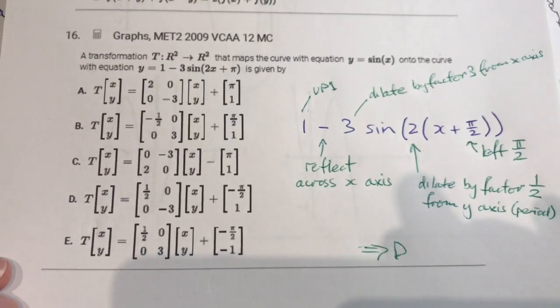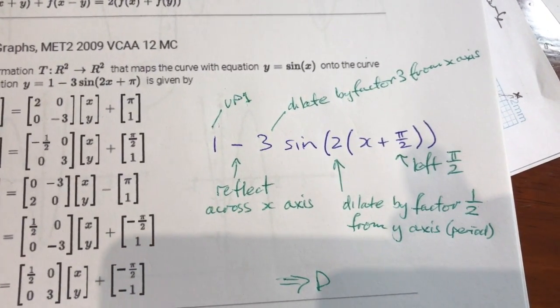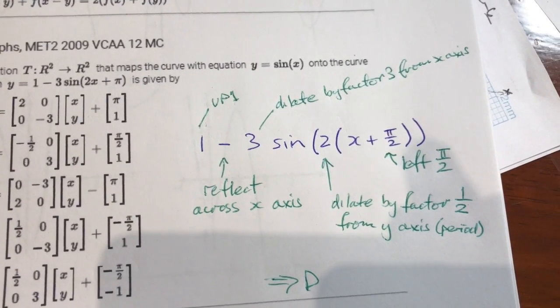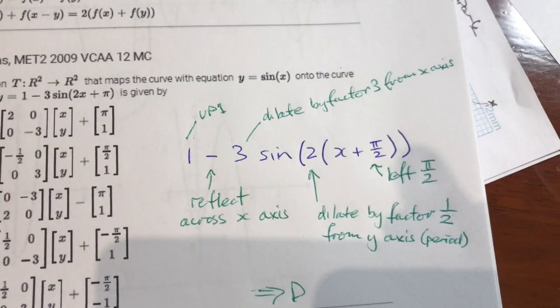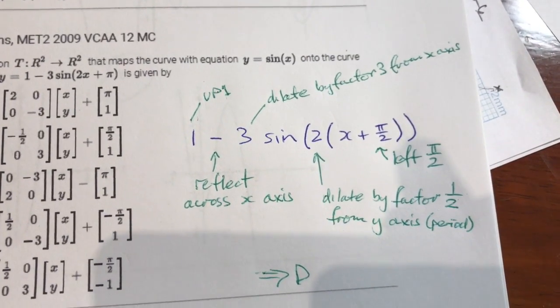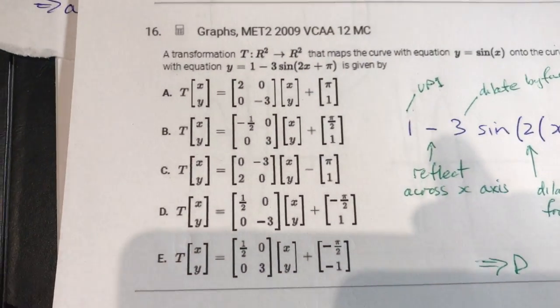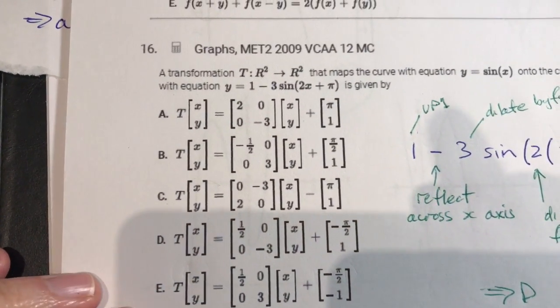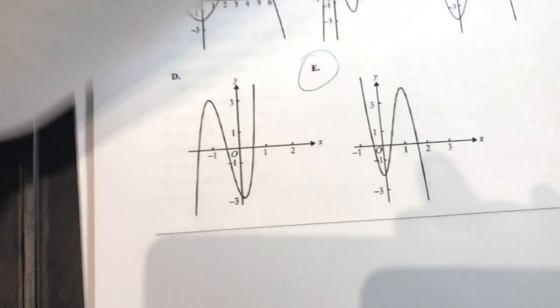Question 16. We have got a series of transformations. Up 1, reflect across the x-axis. Got a dilation by factor 3 from the x-axis. A left pi on 2 and a dilation by factor of half. The only one that matches that when we look at our notes on transformations is D.